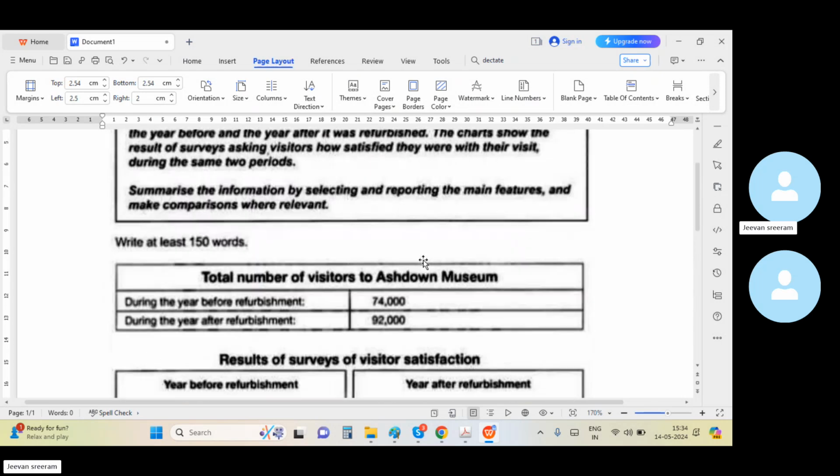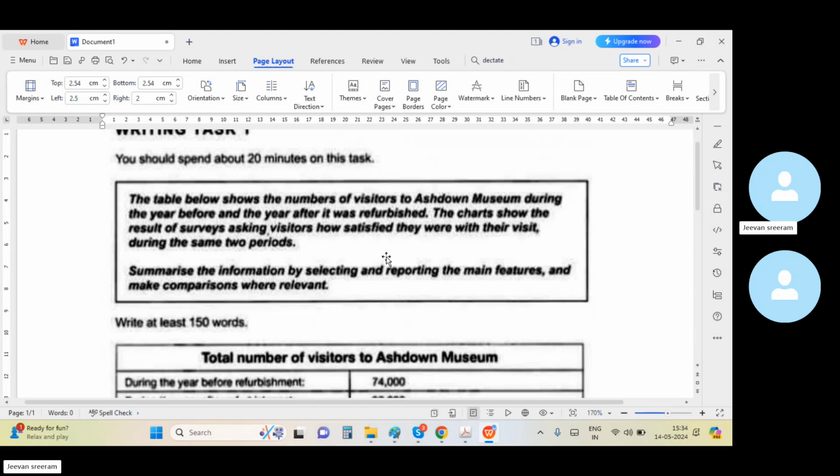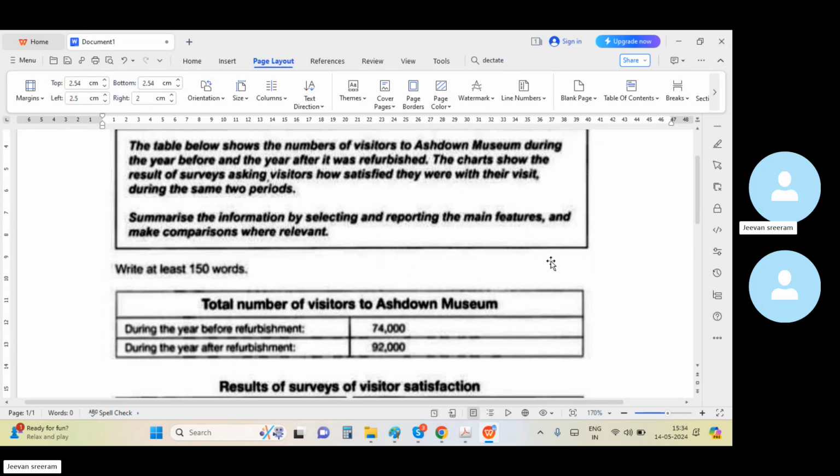Okay, let's write the response for this. And before we start writing the response, let's understand the assessment criteria of writing task 1.